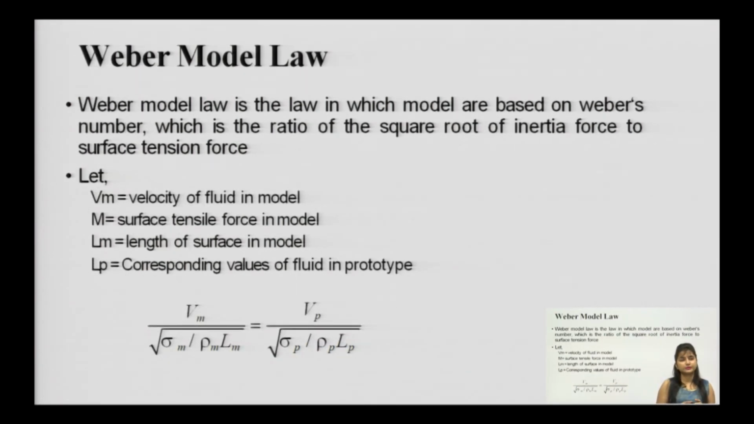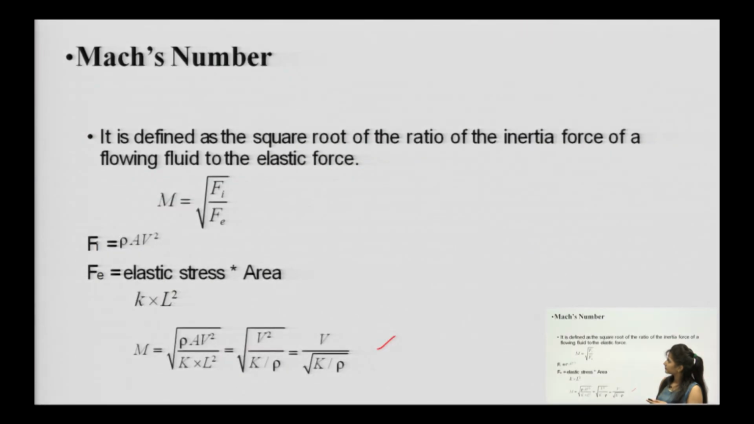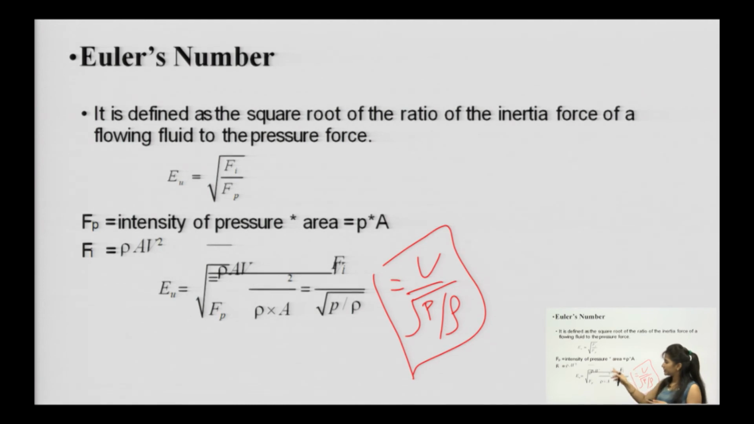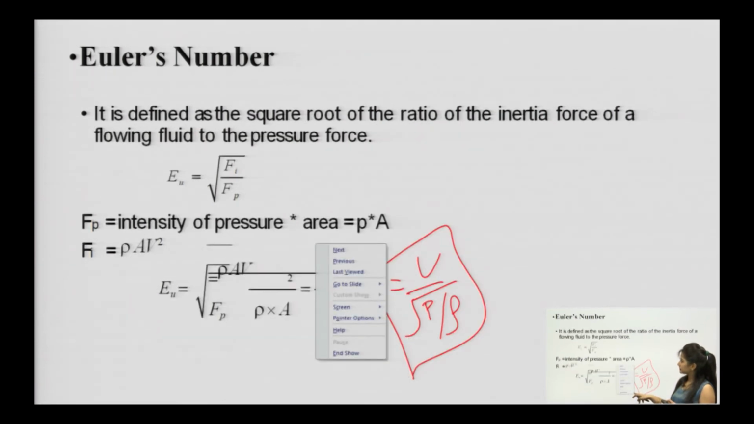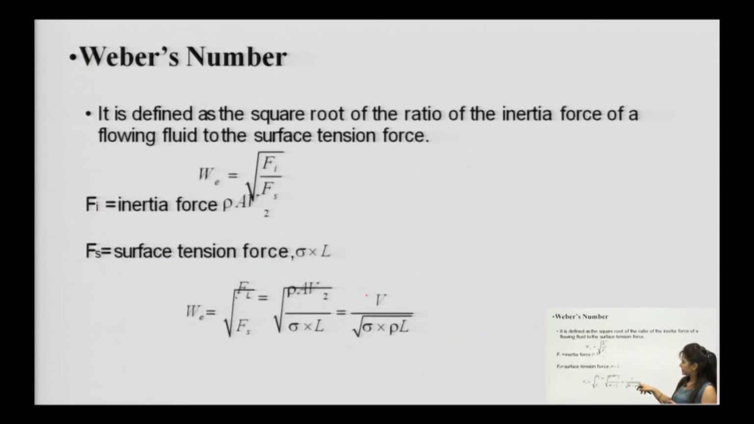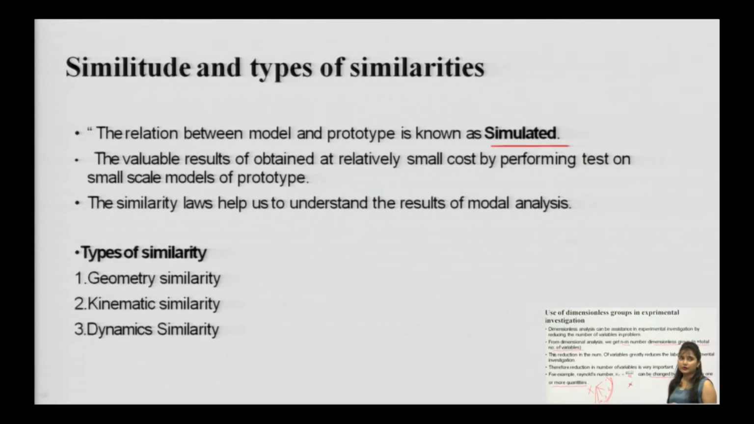Coming to the Weber's model law, Weber's value for the model should be equivalent to Weber's value of the prototype. We have derived these in our previous lecture, let me show you once. These were the numbers we have derived, so we need not study them again and again. You have Froude's number, then Euler's number, then Weber's number, V by the square root of surface tension by rho L, then Mach number. If these numbers are equal for models and for prototype, that becomes their law.